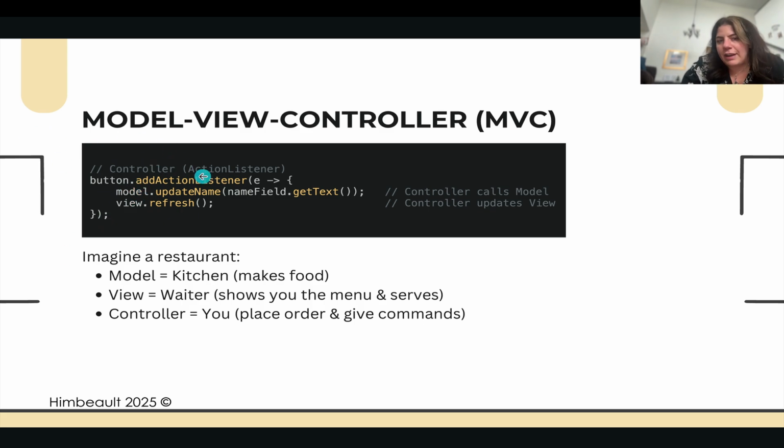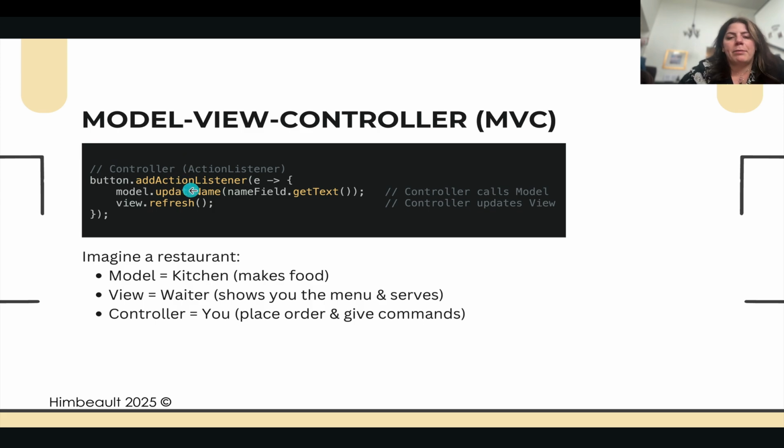Here we have this button action listener. We can see that the controller, this action listener, is going to call the model. So we're going to update the name. We get the text field right here. So this is coming from the view. The view gives us this text field, and we're able to update the name in the model. And then once we've completed that, the controller can then refresh the view and get the menu coming, or pardon me, the dish coming back, right?